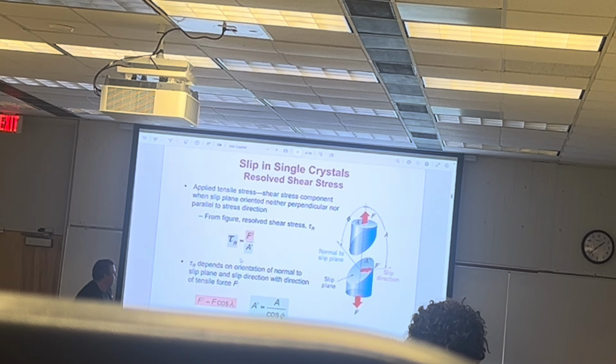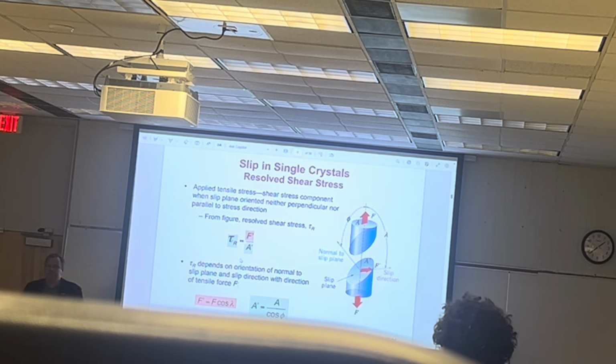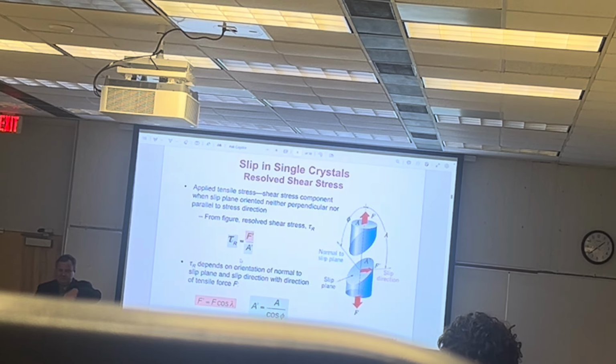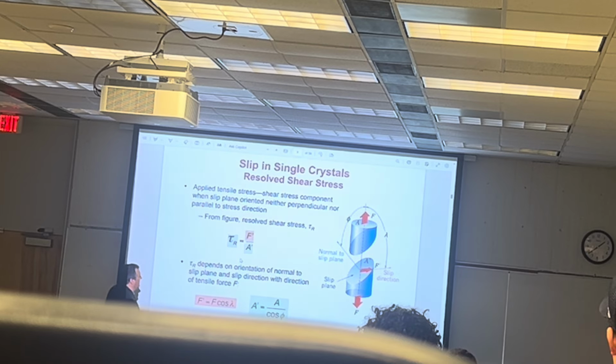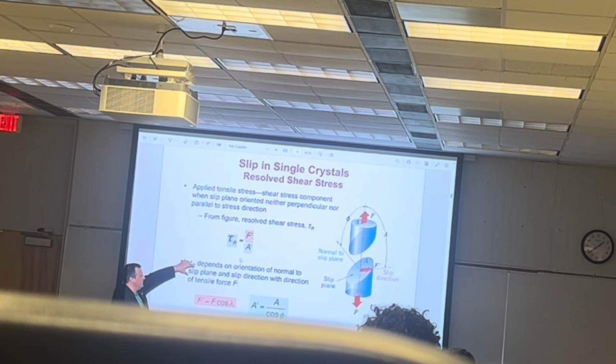This is called resolved shear stress because this stress is resolved by the fact that you're applying the force in this direction. This force is going to have a projection on a certain plane that is at a certain angle with the axis of the applied load. And the resulting shear stress depends on the orientation of the normal to the slip plane and the slip direction.